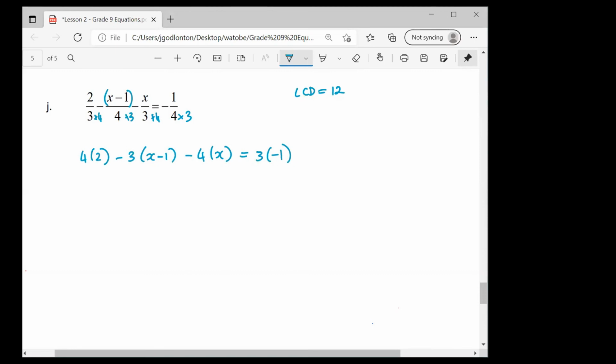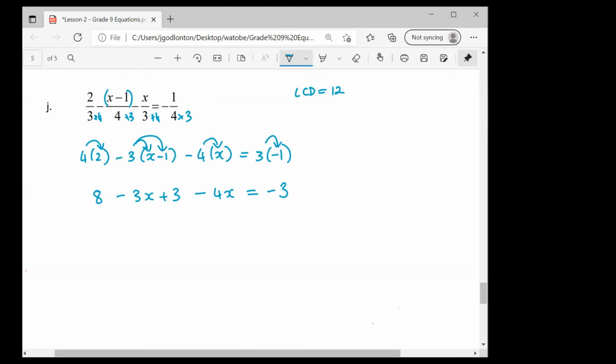It's all the same. Okay, and that would all be over an LCD of 12, and because it's a common denominator, we get to drop it. So the next step was to simplify, well, to multiply these out and simplify in the process. So we're going to get 8 minus 3x plus 3 minus 4x is equal to negative 3. If you've gotten up to that step right, you've got the bulk of your marks. So I'm really happy up to this point.